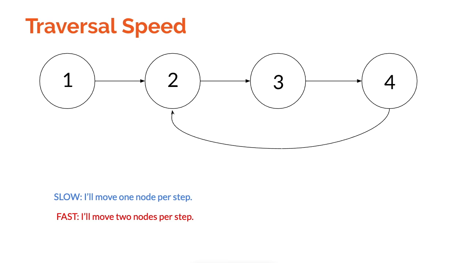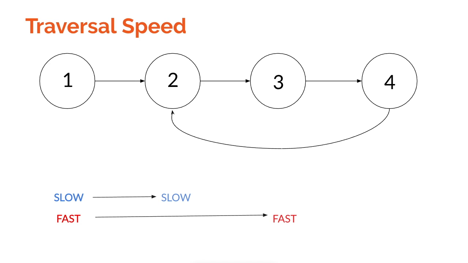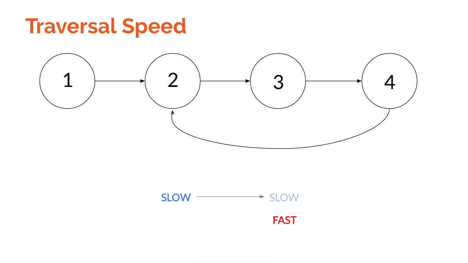What does this look like? So slow and fast both start at node 1 initially. Then slow advances one node, and fast advances two nodes. On the next iteration, slow moves to node 3, and fast will take two steps, so it goes from 3 to 4, and then 4 back to 2. Now, this is how we know that there's a cycle, because slow and fast have gotten to the same point.